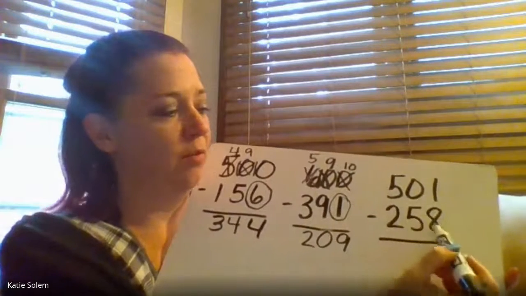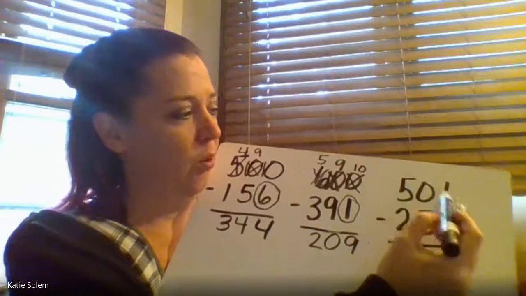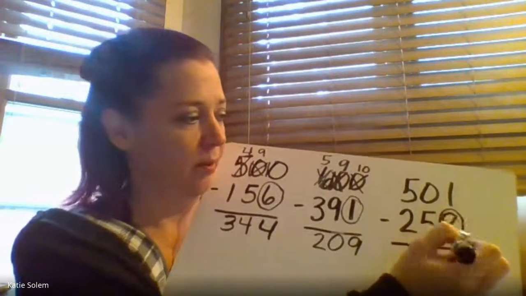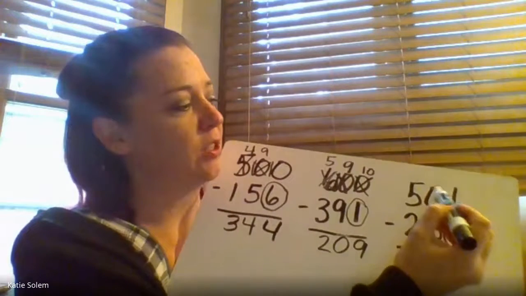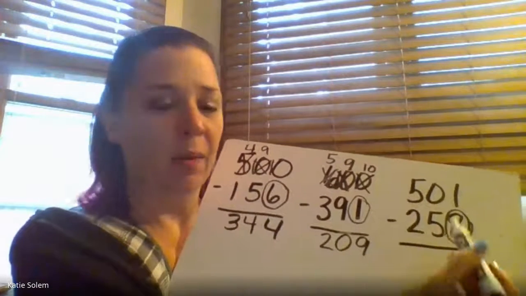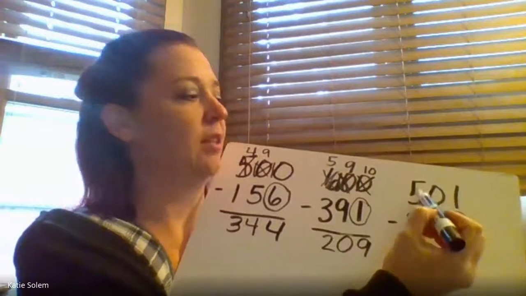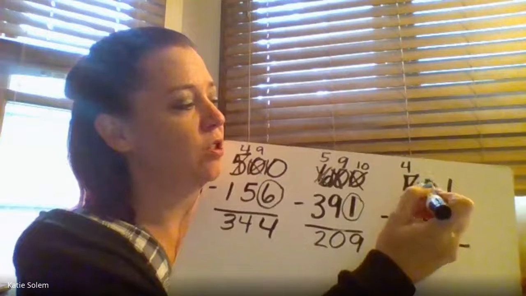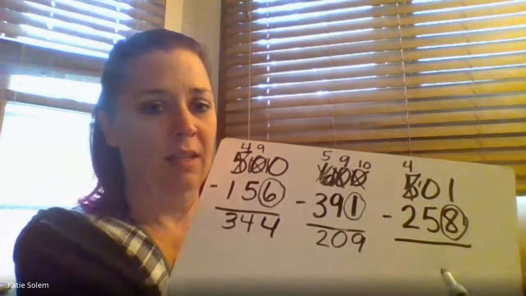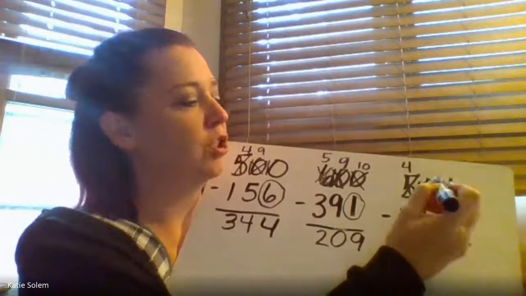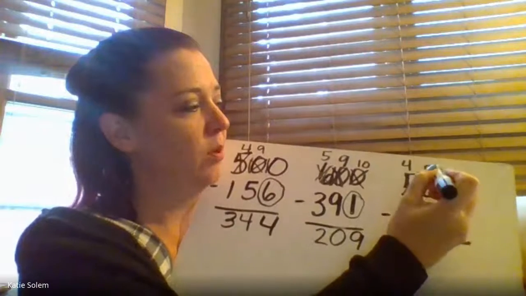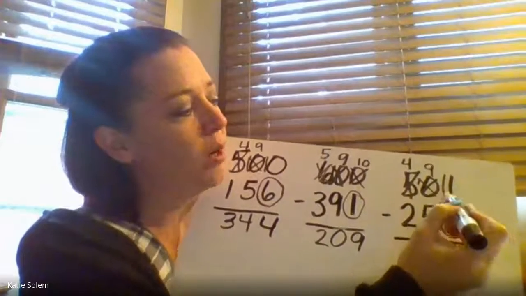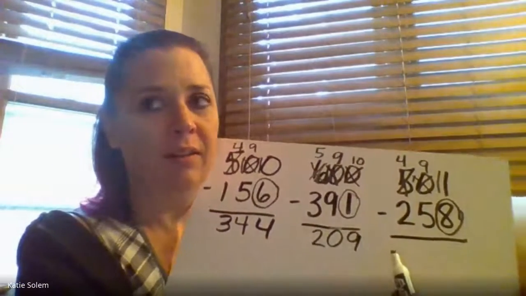501 minus 258. Okay, we have 1 take away 8. Can we do it? Nope. So the 1 has to go next door. Can I borrow? No, I don't have any, so they go next door. They're going to borrow 100 and turn into 10 tens. Now can I borrow? Well, sure. So they will turn into 9, and this 1 will turn into 11.